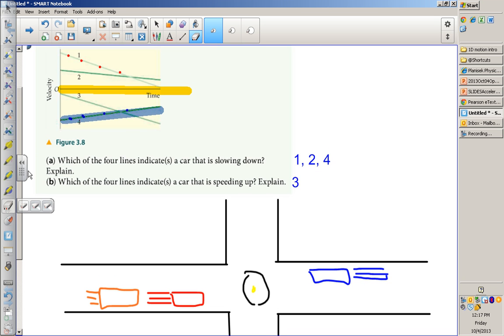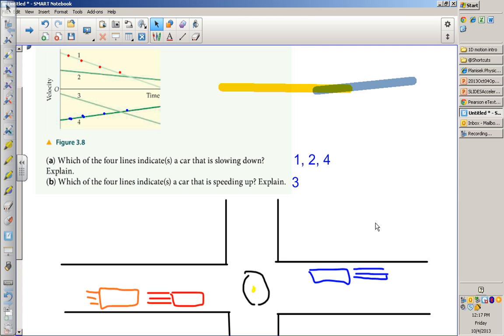The motion of these cars is represented by three of the lines on that graph. So my job for you is to discuss amongst yourselves in your small groups which number line goes along with which car. 1 minute, discuss, go.